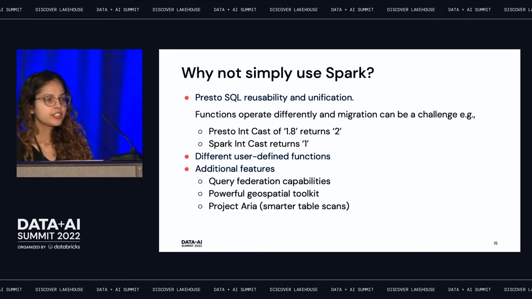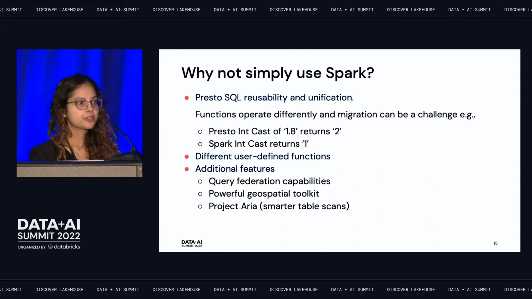So there are additional features of Presto which make it powerful, right? Which you want to use, like the query federation capabilities, which allow you to connect to multiple heterogeneous data sources. Presto offers a powerful geospatial toolkit. The Presto geospatial functions support the well-known text and well-known binary formats of spatial objects.